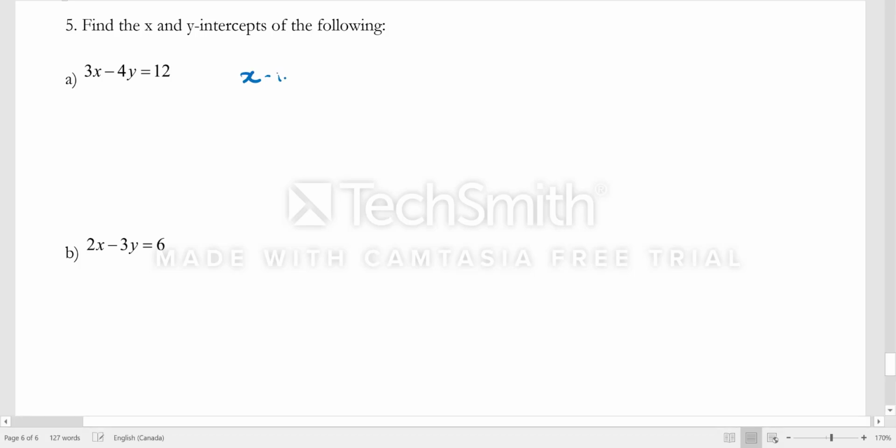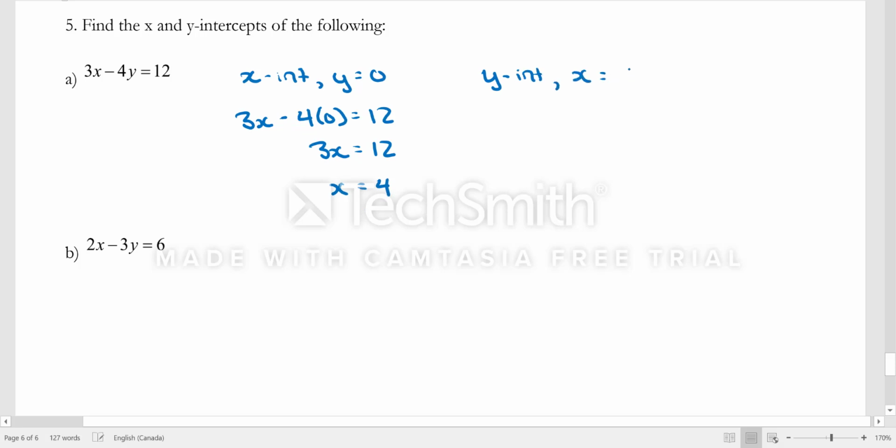We'll start over here. X-intercept. Okay, this means that y equals 0. So you have 3x minus 4 times 0 equals 12. Or you have 3x equals 12, and you divide by 3 on each side, so you get x equals 4. For the y-intercept, okay, your x value is going to be 0. So this time we have 3 times 0 minus 4y equals 12. So we're left with negative 4y equal to 12. And divide by negative 4 on each side, we end up with y equals negative 3.